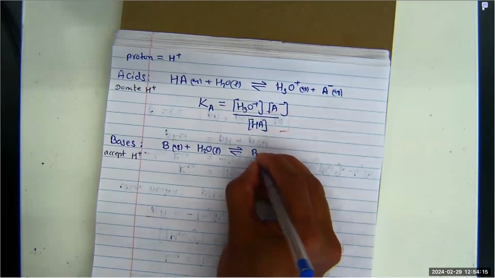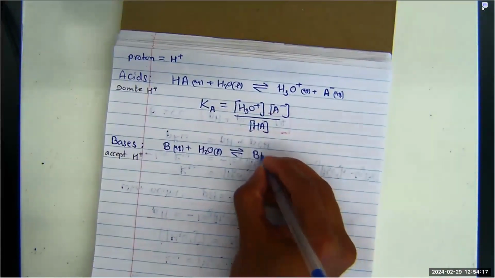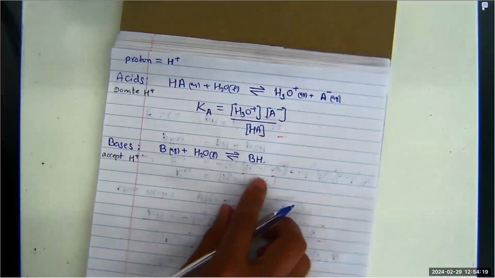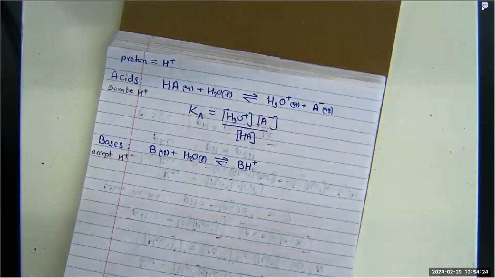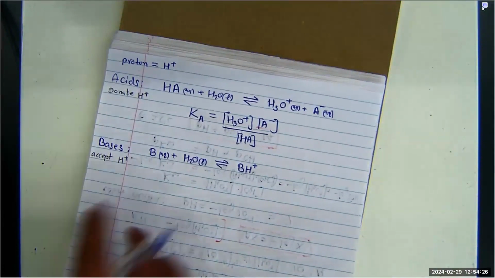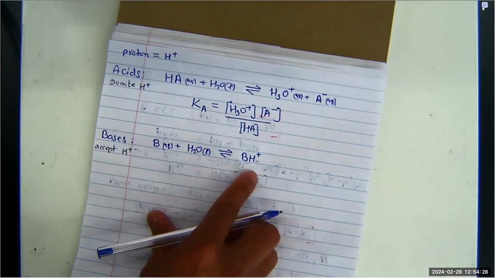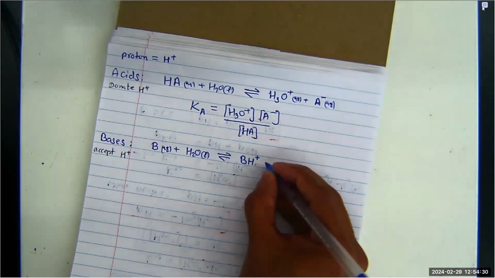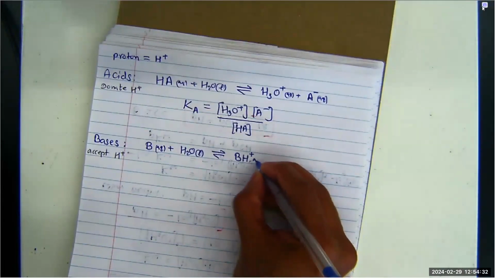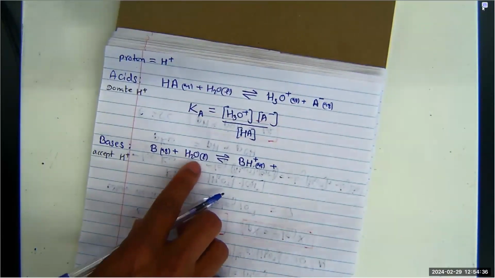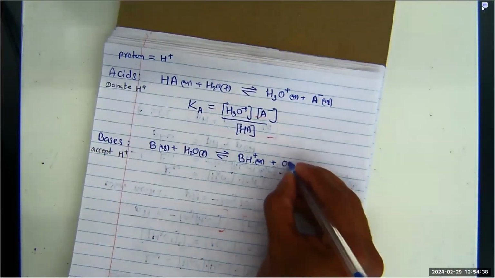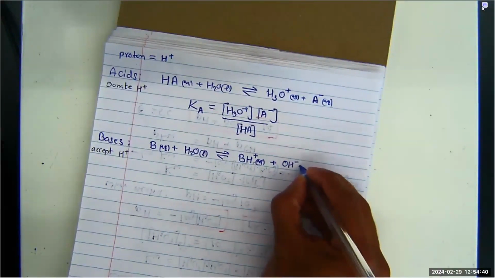As a result of that, this neutral B is going to have an H attached to it and a positive charge. If it was neutral to begin with, it's going to have a positive charge because it grabbed a proton from water. This is aqueous. Plus, we are going to have OH minus ions, OH minus aqueous.